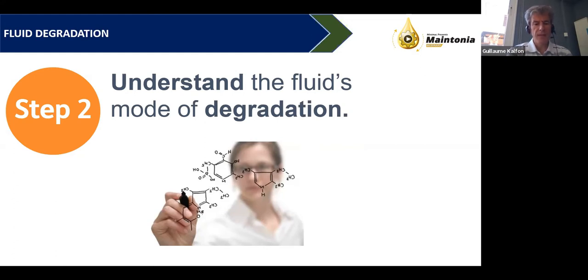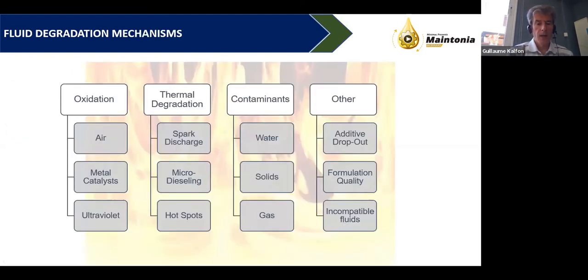So, in fact, there are a few modes of oil degradation that will lead on to this problem. And we can put these mechanisms in 4 big categories. One is oxidation, going from left to right. One is heat, meaning thermal degradation, extra heat, or it can be contamination, or it can be an all-inclusive category that we call other.